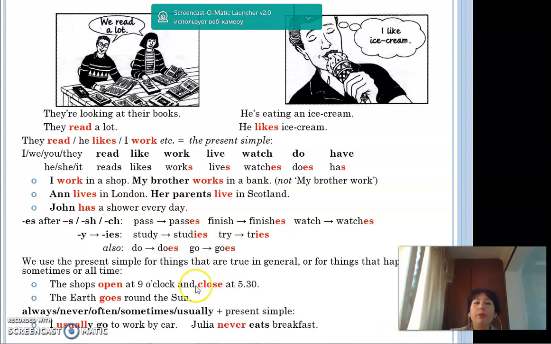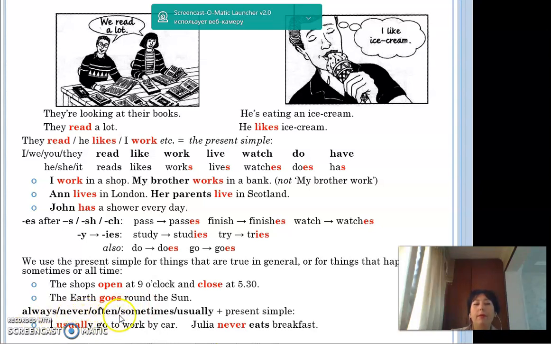We use the present simple for things that are true in general, or for things that happen sometimes or all the time. The shops open at 9 o'clock and close at 5 o'clock, so it happens all the time. The earth goes round the sun. It also happens all the time.